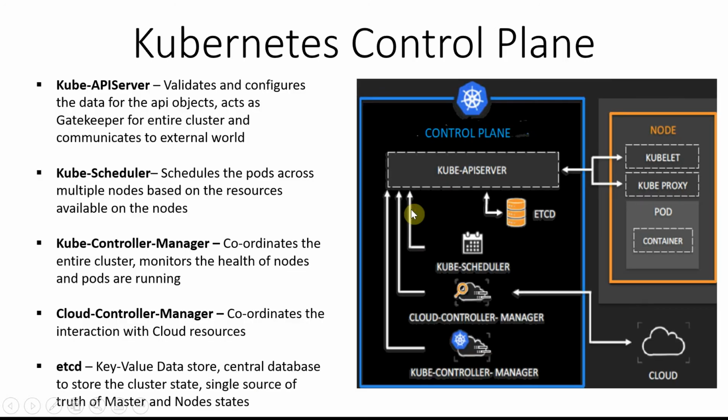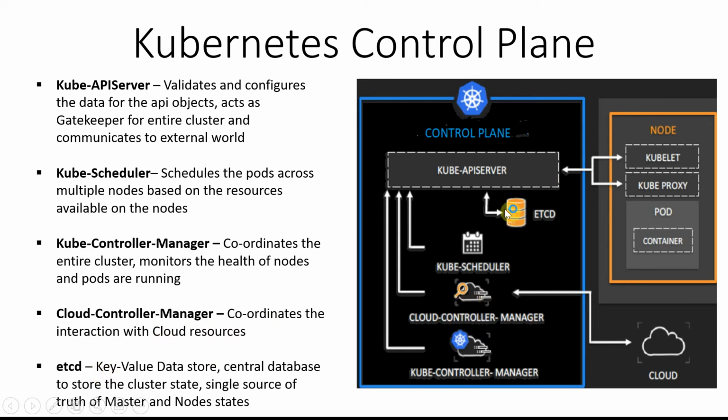So yeah, summary. I think we looked at all these things. The kube-apiserver validates and configures the data, acts as a gatekeeper for the entire cluster, and communicates with the external world. The scheduler schedules the pods across multiple nodes based on the resources. Then the controller manager coordinates the entire cluster and also monitors the health of the nodes and pods. And the cloud controller coordinates interaction with the cloud resources.